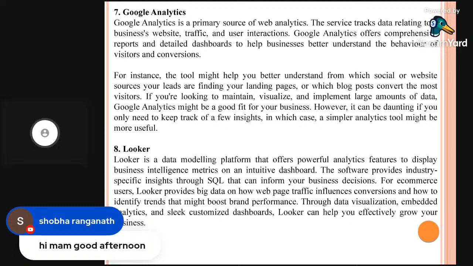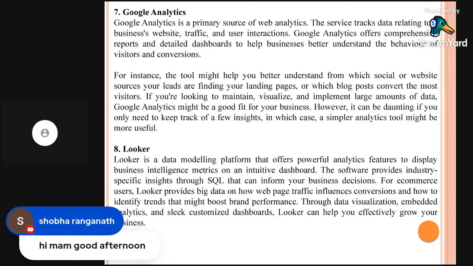If you are looking to maintain or visualize large amounts of data, Google Analytics might be the best one, suitable for the business. However, it can be daunting if you only need to keep track of a few insights. In such cases, simple analytical tools are enough.